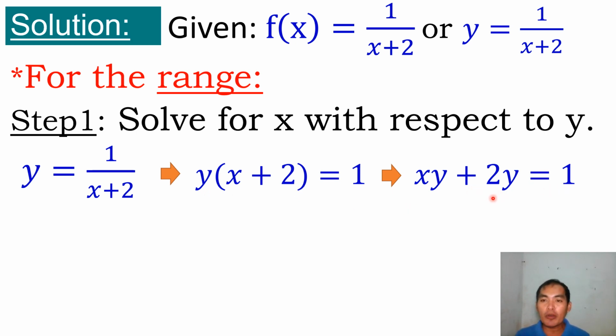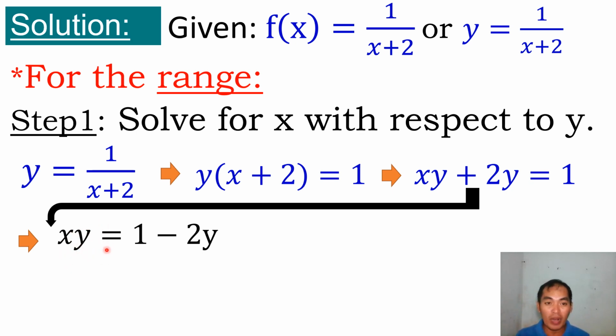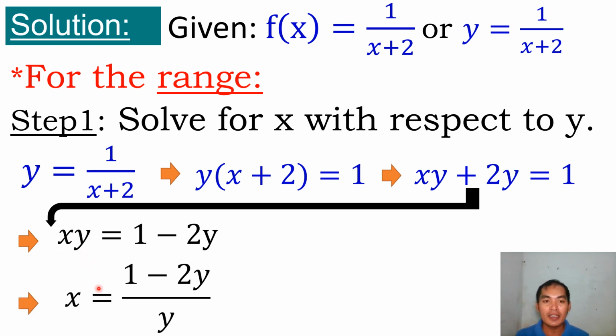Next is transpose 2y to the other side because we are solving for x. This 2y has no x, so we move it to the other side. So it became 1 minus 2y equals xy. So we are solving for x. We do not need this y, the coefficient of x. So therefore, we divide both sides by y. When we divide, x equals 1 minus 2y over y.